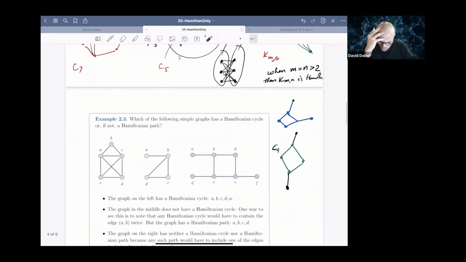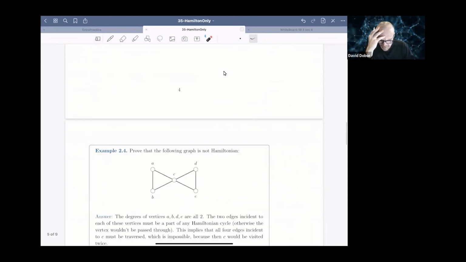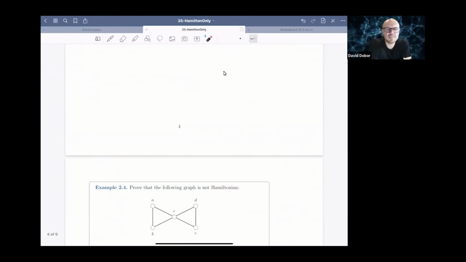Let's see more of this. Can we argue why this graph is Hamiltonian or not? So help me argue this. Let's be very precise. Let's prove why there is no Hamiltonian cycle here. Let's argue this convincingly. So help me out. This is called a bow tie graph sometimes, for obvious reasons.